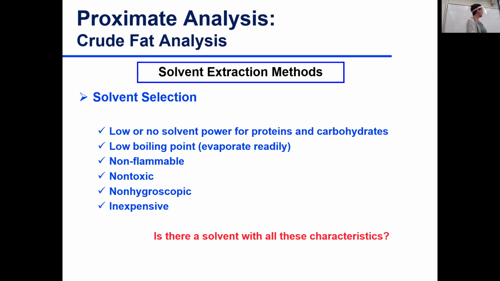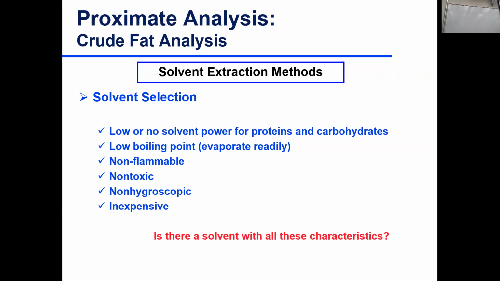Solvent selection. Ideally, we want a solvent that does not solubilize proteins and carbohydrates. We need a solvent that only solubilizes the lipid component of our food. Have a low boiling point so that it can evaporate readily. When we extract the fat, sometimes we collect the solvent and the fat, and then we need to dry the solvent to weigh out the fat. And so you want something that is easily removed or evaporated.